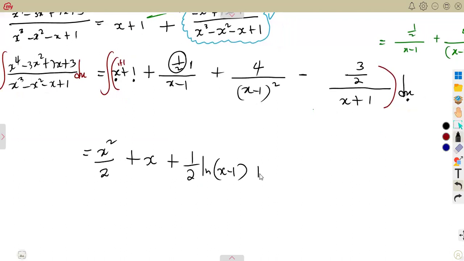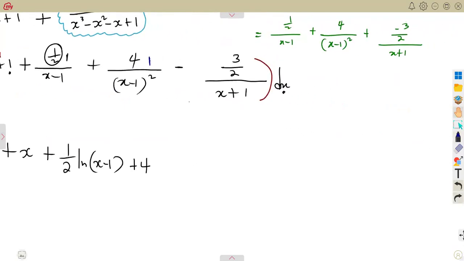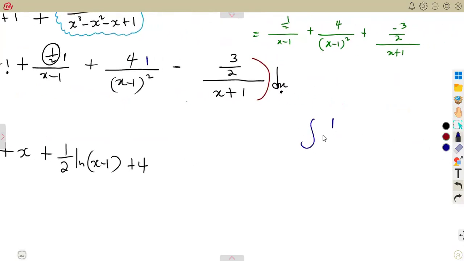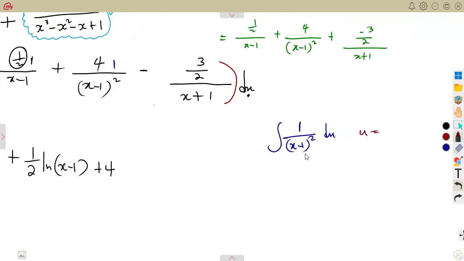The same thing here, we are going to have a 4 over this. So it means we are going to have 4 times the integral of this. If we take this 4, you are going to remain with 1 over x minus 1 squared. Depending on the way that you are going to use, how are you going to integrate 1 over x minus 1 squared with respect to x? You can use substitution. It's up to you, where you can let u be equal to x minus 1. You differentiate u with respect to x, and that's a 1 in this case. So that means du is equal to dx.